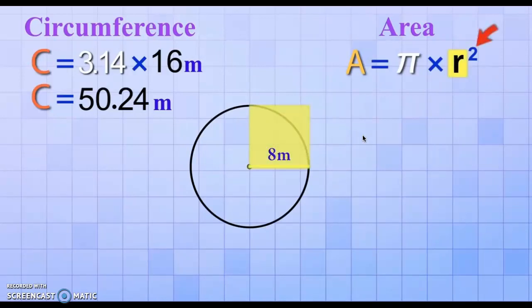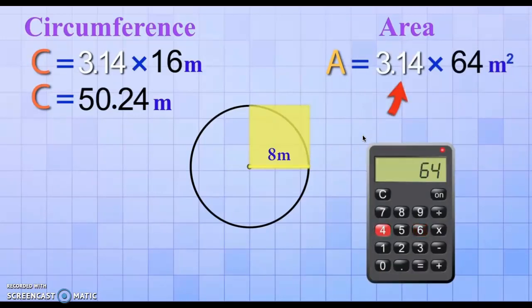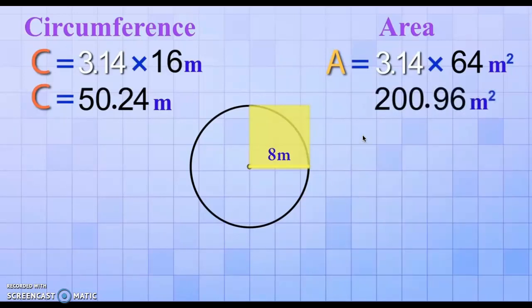That means we multiply it by itself. 8 meters times 8 meters equals 64 meters squared. Then we multiply that by pi. 64 times 3.14 equals 200.96 meters squared. That's the area of this circle.